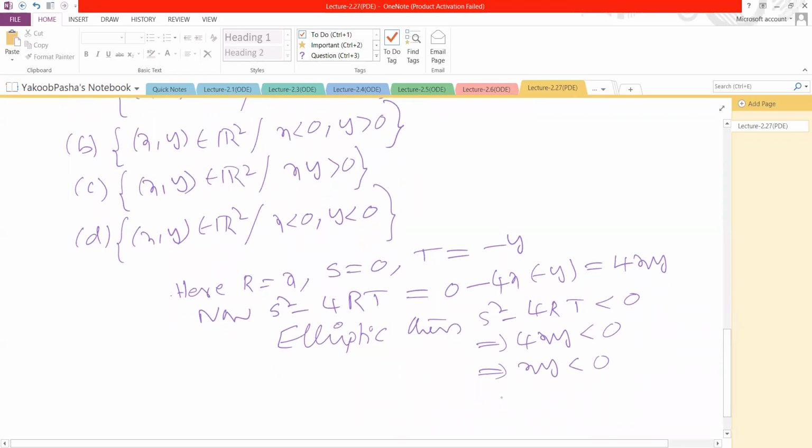Here we have two cases. Either x is positive, y negative, or x is negative, y positive.